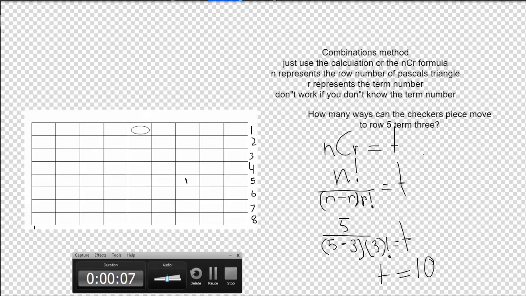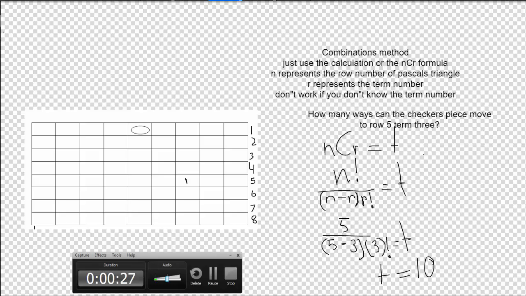The final way of dealing with Pascal's triangle questions is to use the calculator, the nCr button, or the nCr formula. The n represents the row number in Pascal's triangle, and the r represents the term number. If you don't know the term number, then it's not going to work. And if the question does not follow Pascal's triangle exactly, then it's not going to work either.